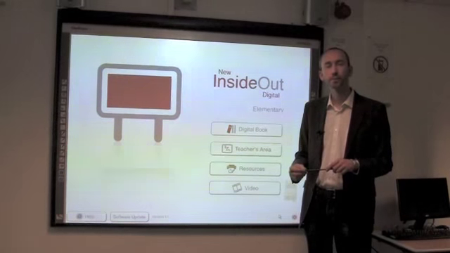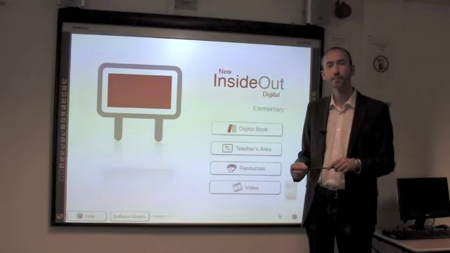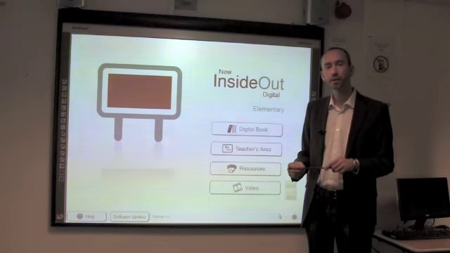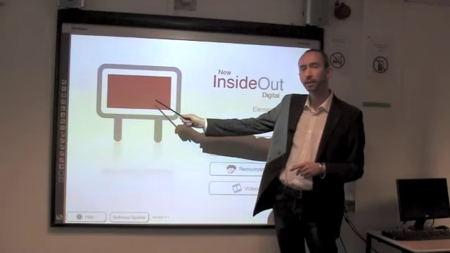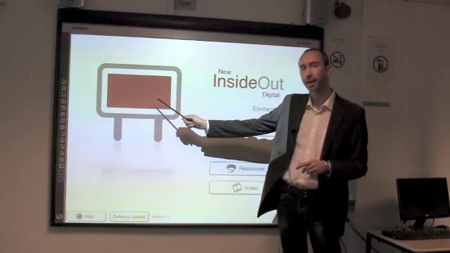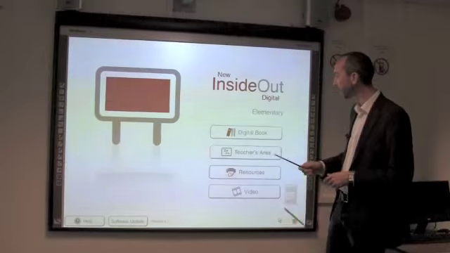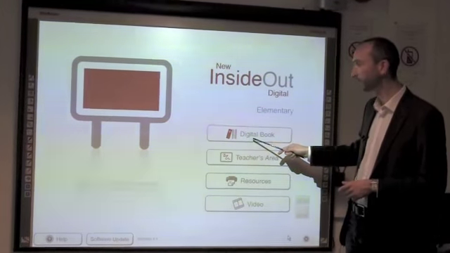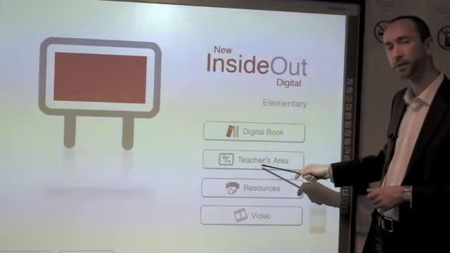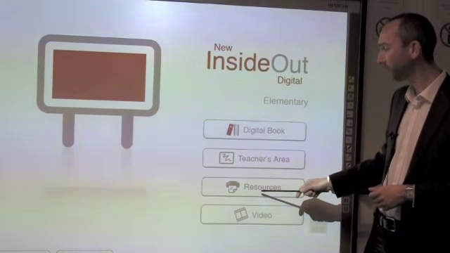Okay, once the software's been installed on the computer, it creates an icon on the desktop which looks like this. And once you've double-clicked on that, you'll see this main menu screen appear. There are 4 menu bars, one for the digital book, another for the teachers area, another for resources.